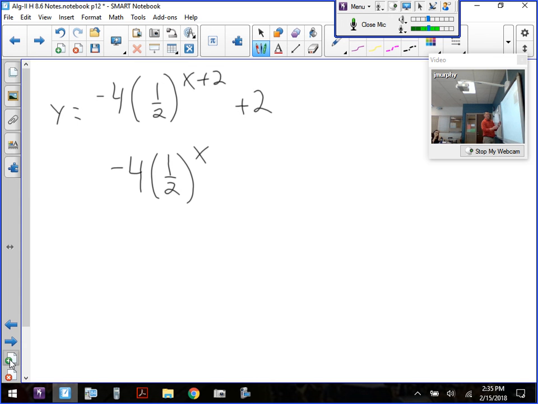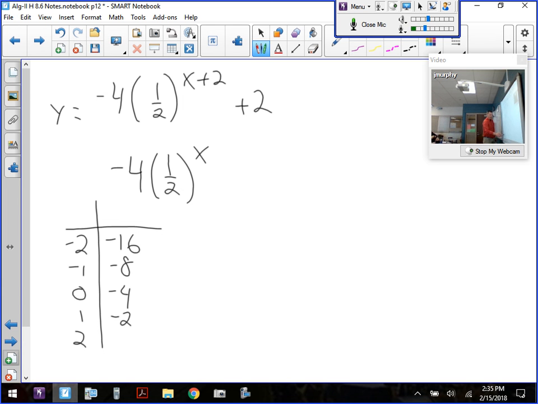So when you go through this one, you're just picking out values, right? 1/2 to the -2 would be 4. So what's 4 times -4? -16. 1/2 to the -1 would be 2. -4 times 2 would be -8. -4 times 1. -4 times 1/2. And -4 times 1/4. Those are your initial ordered pairs.